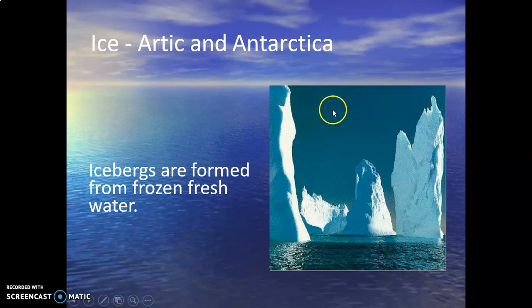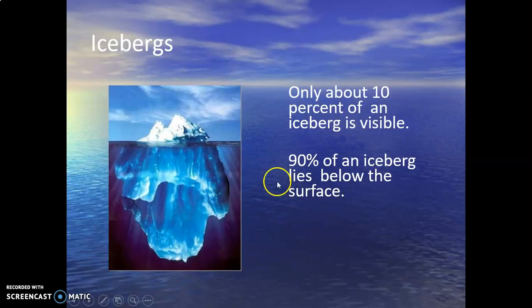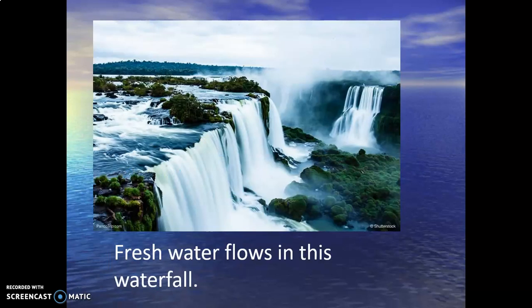Now, these are the icebergs I was telling you about. They are formed from frozen fresh water, and they are found in very cold places. Now, this is interesting. You only see a very small part of the icebergs that floats in the water, but the bigger piece of the iceberg is below the surface of the water.